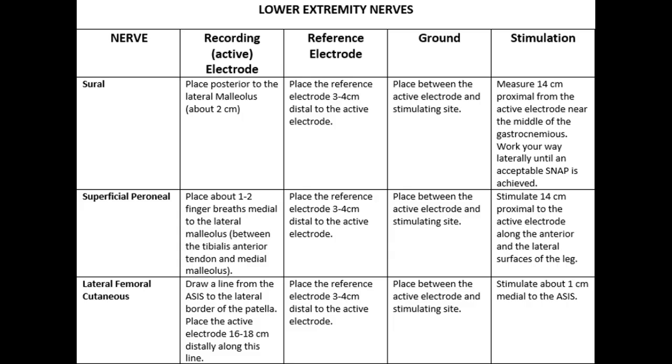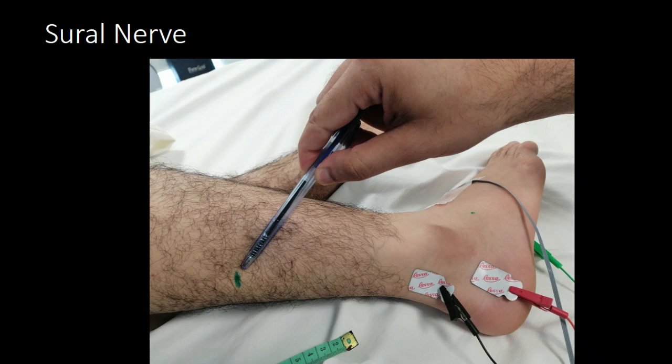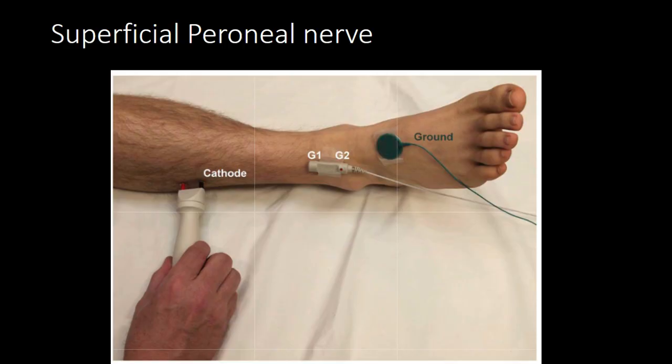So this is for the sural nerve: your recording electrode behind the lateral malleolus, 14 centimeters proximal. You're going to start in the middle and move it out a little bit laterally to get the sural response. Superficial peroneal, again, you're going to apply your recording electrode and almost 10 centimeters proximal, or 14, you're going to stimulate to get the superficial peroneal responses.